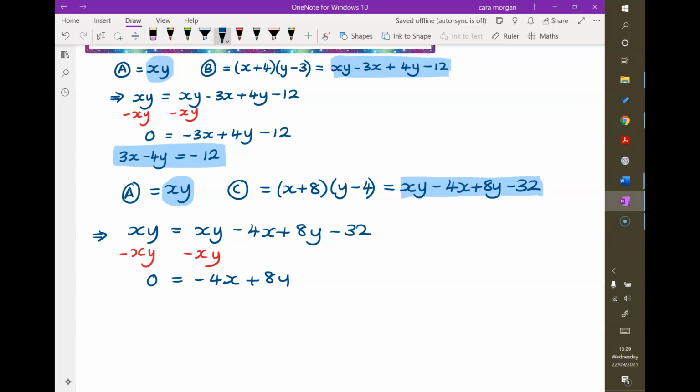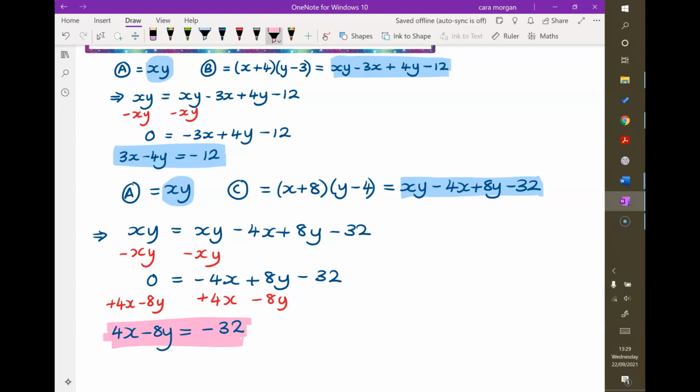I might just bring over my x and y onto the other side by adding 4x and subtracting 8y from both sides. It's an equation, so I have to do that to both sides. I've got 4x, subtract 8y, equals negative 32. Lovely. So I've got a second equation.